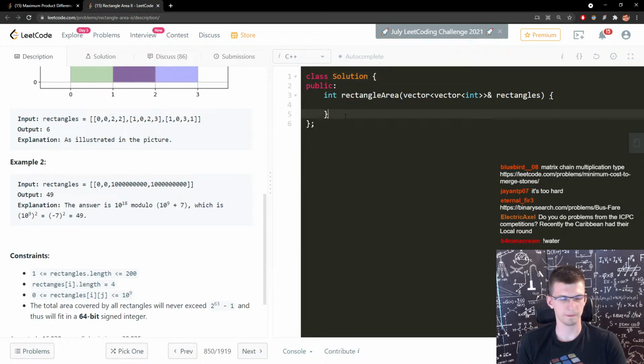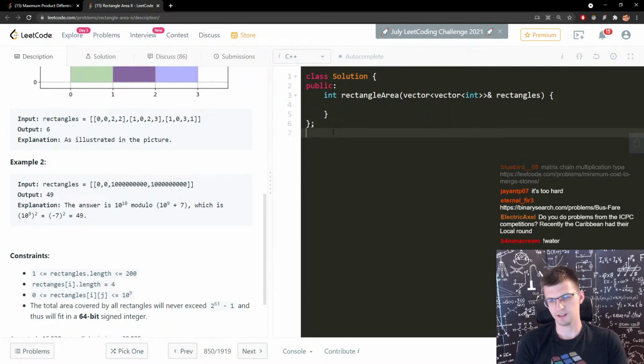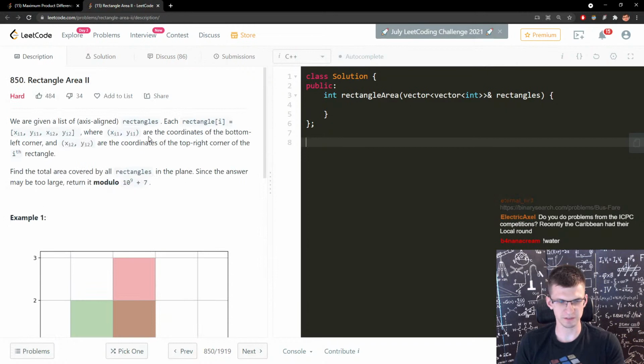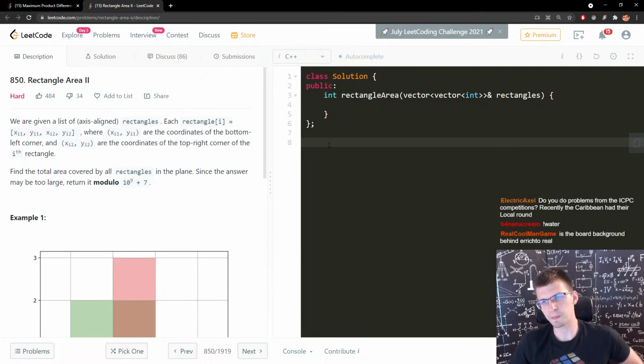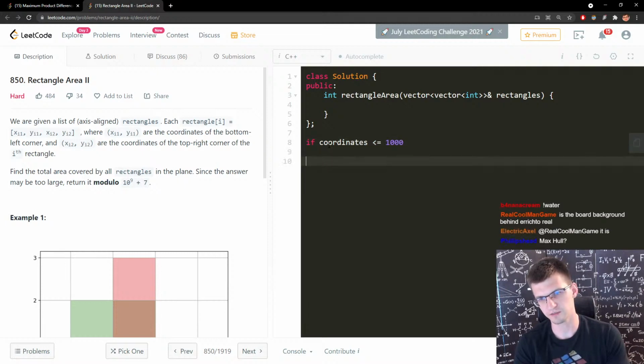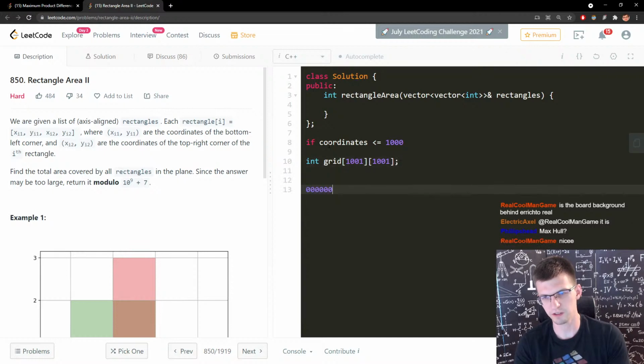Water, in a minute. I thought first that coordinates are up to 200. I will not solve this one, so in a moment I will scroll up again in the chat and find another suggestion. But if coordinates were up to 1000 or so, then the solution is to just create this grid, initially filled with zeros.